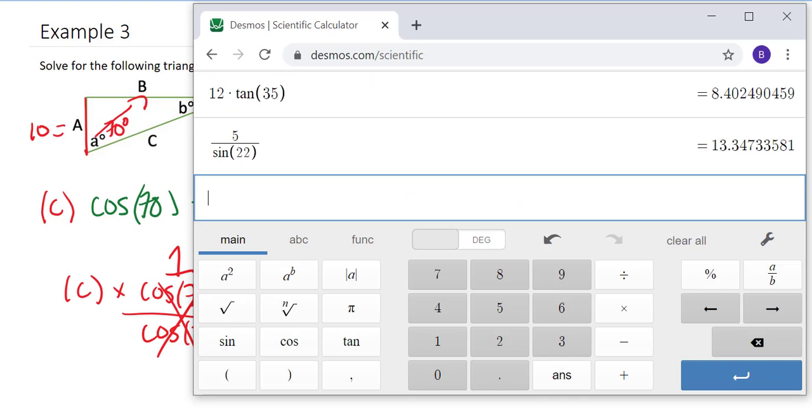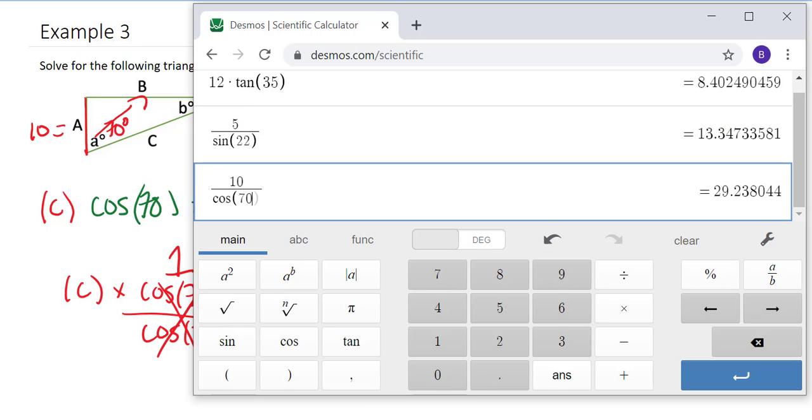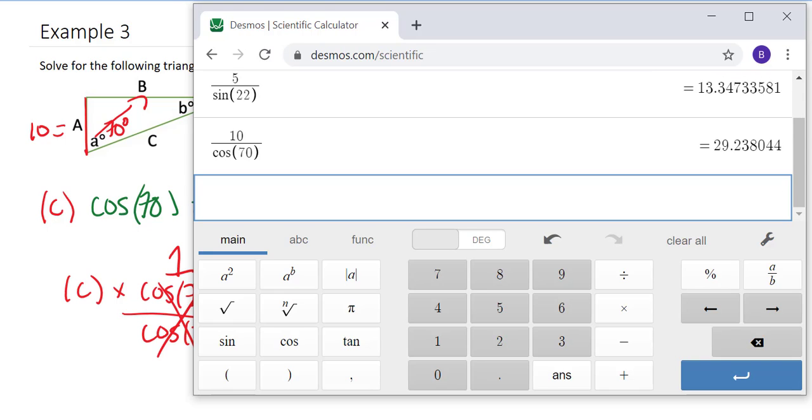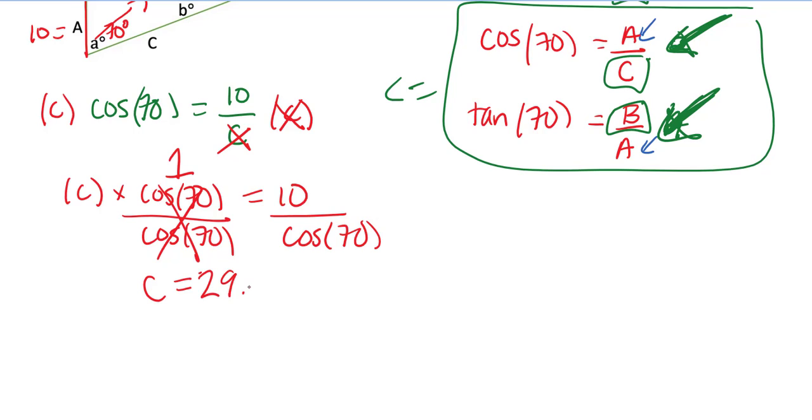Wrong calculator, let's use this one. So we have 10 divided by cosine of 70 degrees. Close the brackets, and what do we get? We get 29.24, because we're going to round to the nearest hundredth. So 29.24. So that's the side of C, our hypotenuse. Now let's go ahead and solve for B.